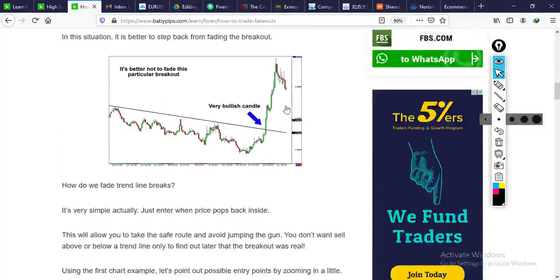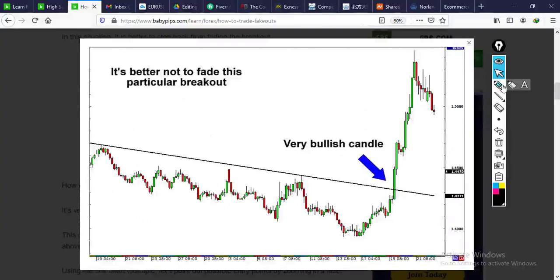So how do we identify that? Look at this trend here. See the trend line we have drawn. Now, once you see price closing so bullish, look at this huge bullish candle, and price also closed so bullish above, breaking the trend line.